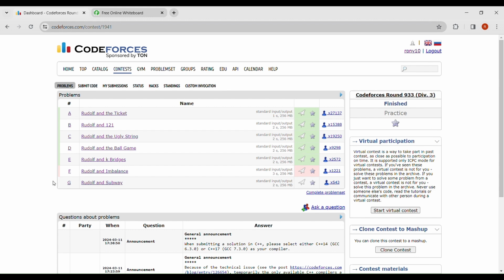I will explain this in this one. First I solved E after the contest, but there was a single error due to which it was giving TLE. Now I will explain how we can cover that up. So we will go with the first question, A.